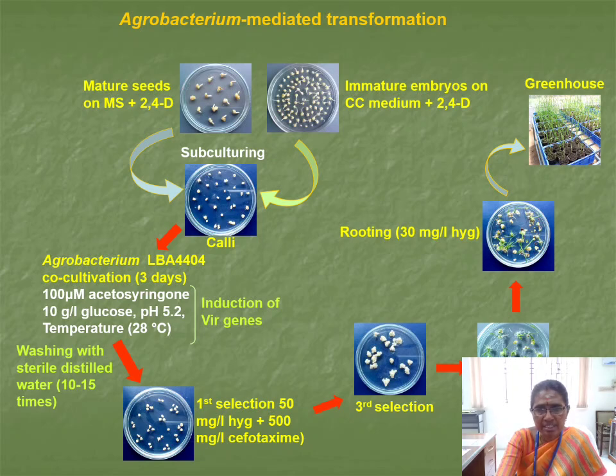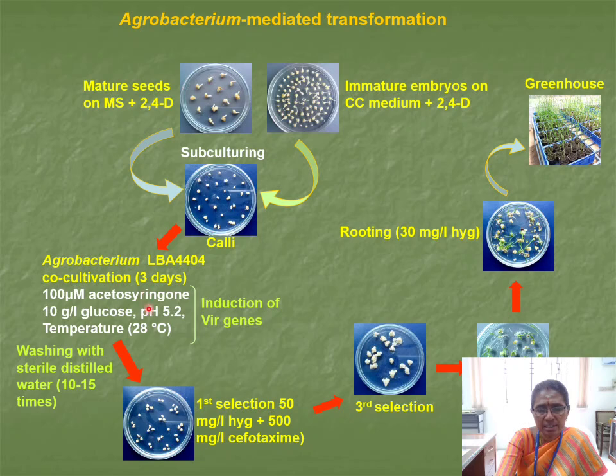After callus induction, either from mature seeds or from immature embryos, these calli will be co-cultivated with the Agrobacterium containing our gene of interest, namely the strain LBA4404. This co-cultivation will be done for 3 days in the case of rice. This period will vary depending upon the plant type. For example, for rice it's 3 days, whereas for tobacco it is 2 days, etc.